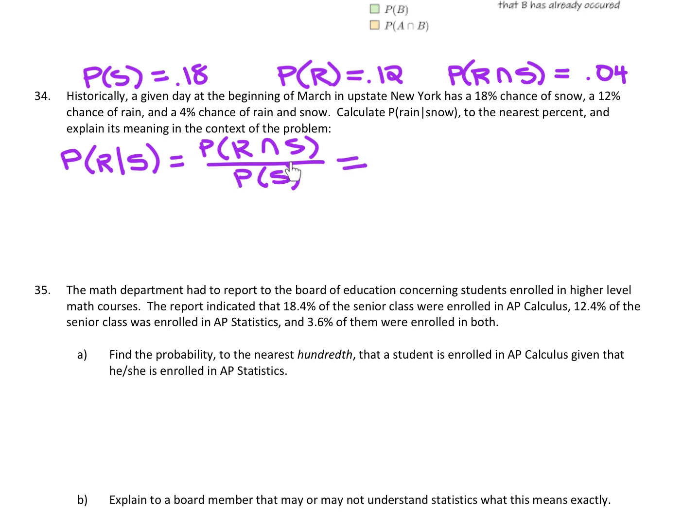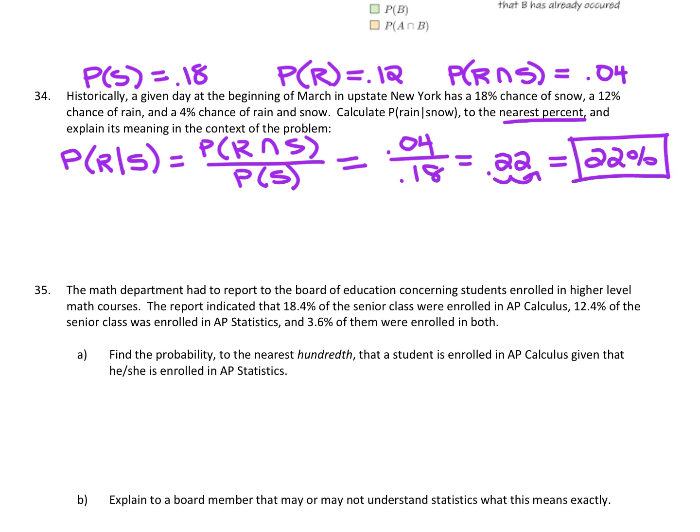So in place of the probability of rain and snow, we can plug in 0.04. And then in the denominator, in place of the probability of snow, we can plug in 0.18. Okay, so that right there would be equal to 0.22. It does say to the nearest percent. So even though that rounds to 0.22, if we move the decimal place over twice to the nearest percent, that would be 22%. Okay, so the probability of rain given snow is 22%.